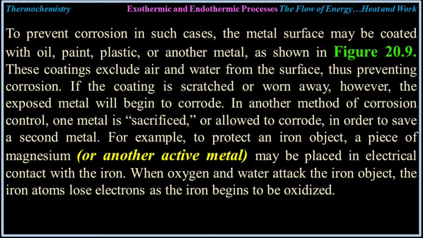In another method of corrosion control, one metal is sacrificed, or allowed to corrode, in order to save a second metal. For example, to protect an iron object, a piece of magnesium or another active metal may be placed in electrical contact with the iron. When oxygen and water attack the iron object, the iron atoms lose electrons as the iron begins to be oxidized.